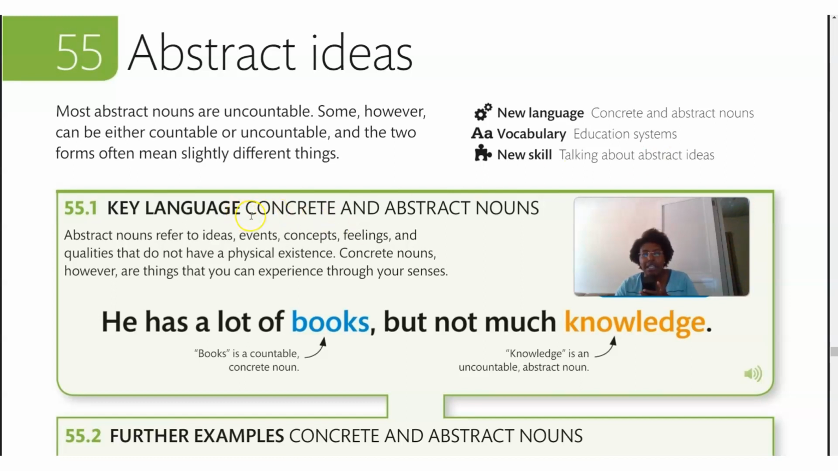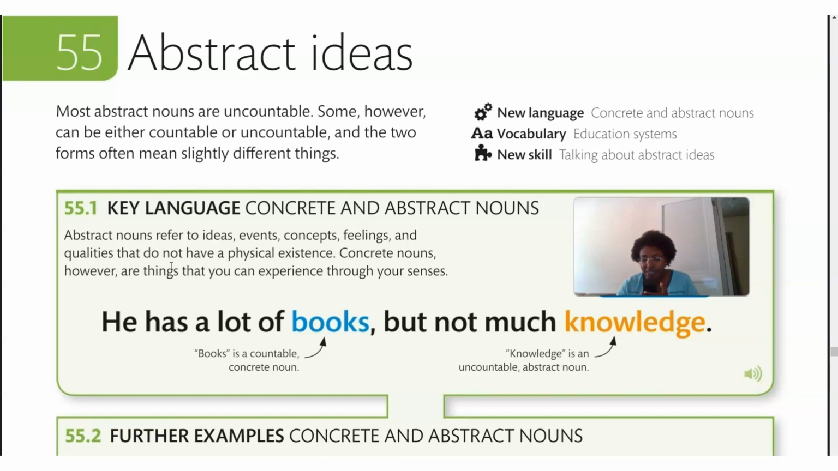So our first key language point, concrete and abstract nouns. So what do we mean by abstract? Abstract nouns refer to ideas, events, concepts, feelings, and qualities that do not have a physical existence. The opposite is concrete nouns. They are things that you can experience through your senses. Anything that we can touch, hear, see, smell, taste, all of those things are real or concrete.